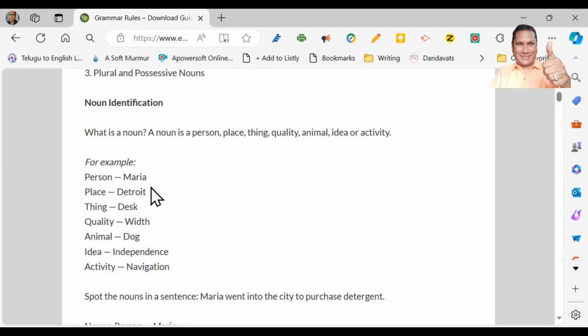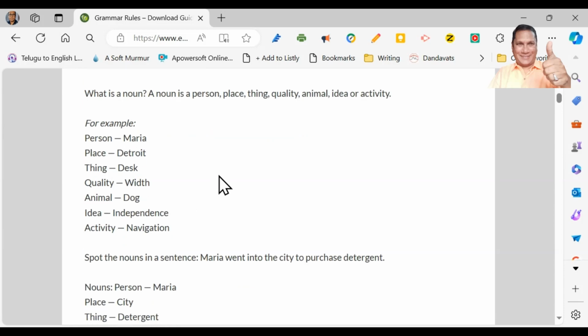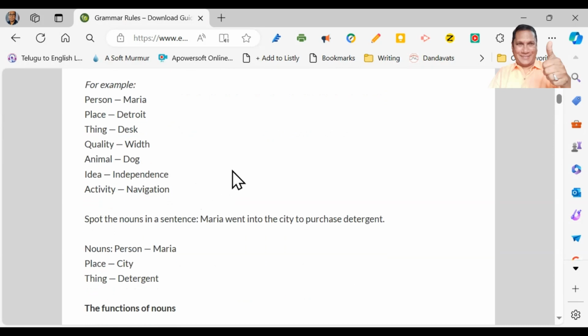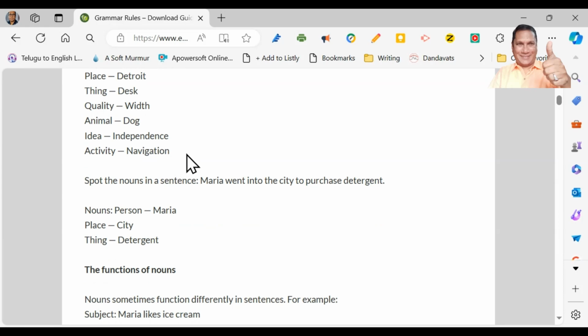A person. Here they have given the name Maria. You can write some other names. Place, Detroit they have given, and you can write Palakul, Narsapuram, Bhimavaram, whatever it is. Thing, desk. I can write chair, bed, whatever it is. Quality: width, height, strength, all these things. Animal, dog they have given. Idea: independence, freedom. Activity: navigation.